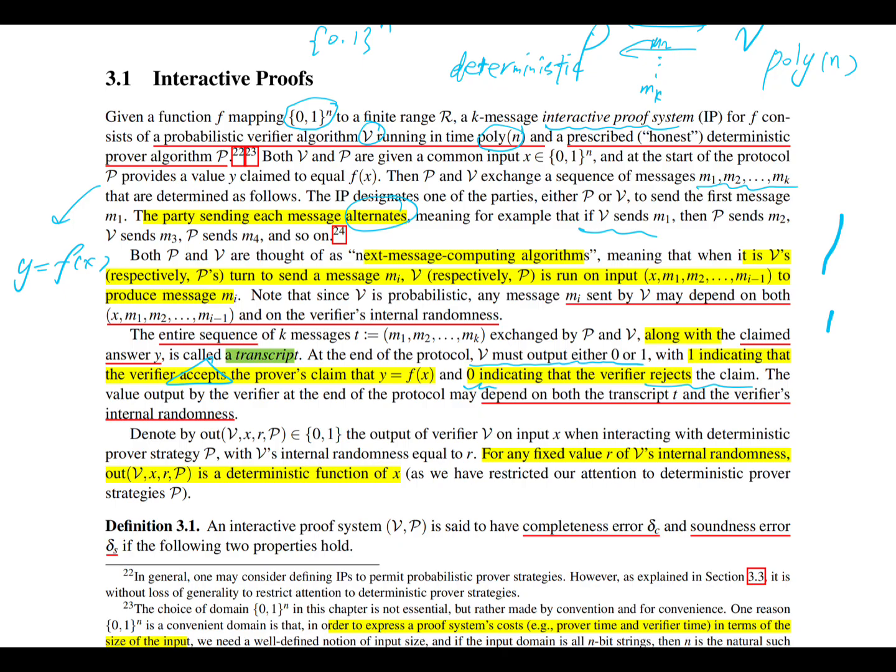So the value output by the verifier at the end of the protocol, either 0 or 1, may depend on both the transcript T and the verifier's internal randomness. Because there must be a transcript T, and there also must be the verifier's randomness, because it is probabilistic. So here, let's look at the notation.